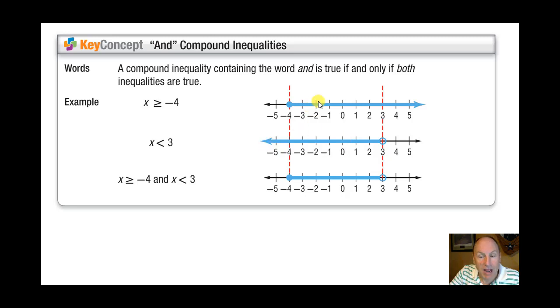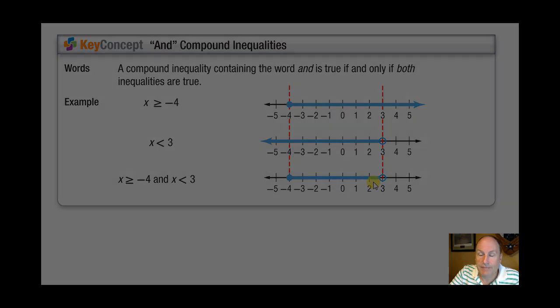And if we combine those two together, the numbers that they have in common are all the numbers that are greater than or equal to negative 4, but at the same time less than 3. So the intersection of these two inequalities is the set of numbers between and including negative 4 and 3, but not including 3. So let's go ahead and solve an example of an and compound inequality.